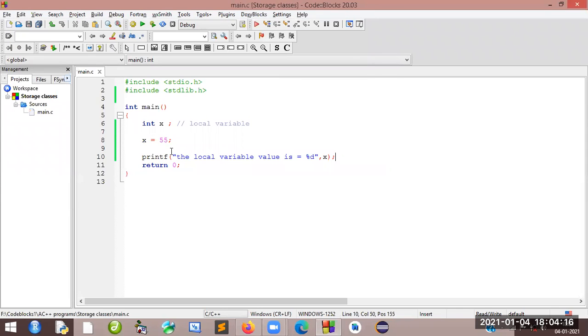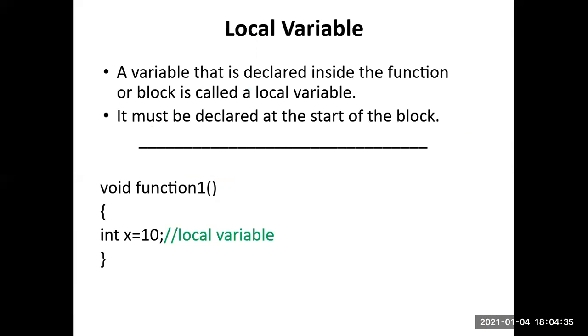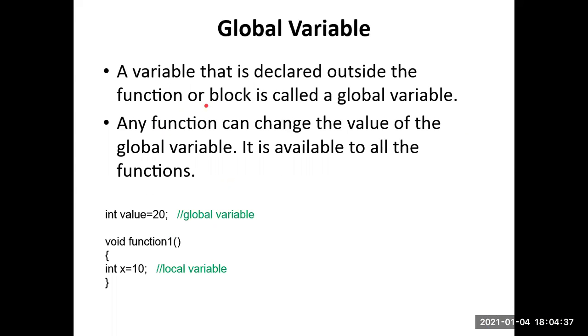These are all written within the function. See, this is my block. You can see from here to here we have a block. Within the block we have to write the variables, and those variables we call local variables. Again, now we're going to discuss global variables.